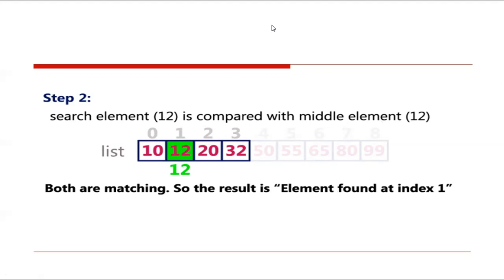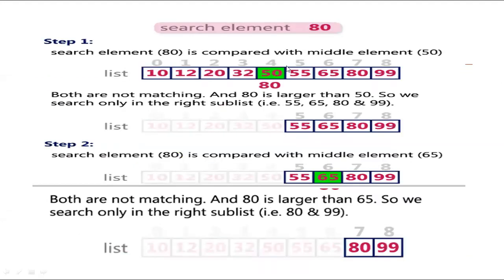Clear? One more example. So in this example, these are all the elements. In total how many elements are there? 9 elements, here 0 to 8. This is the top value 0, and this is the bottom value 8. So I want to find the middle value: top plus bottom by 2, 0 plus 8 by 2 equals 4.